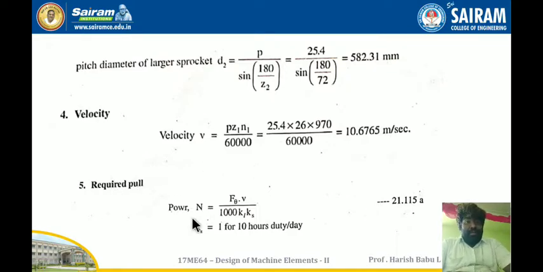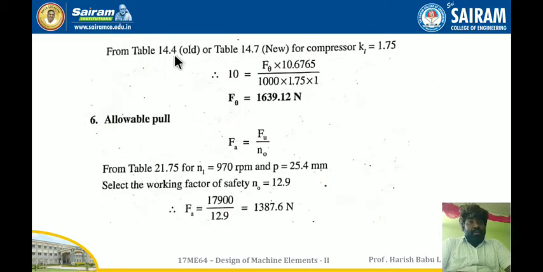So the required pull, that is power N is equal to F theta into V divided by 1000 KL into KS. So KS I'm going to take 1 for 10 hours duty per day. And from the table 14.4 or table 14.7, for a compressor KL will be equal to 1.75. So when you substitute all the values, I'm going to get the required pull F theta is equal to 1639.12 Newton.